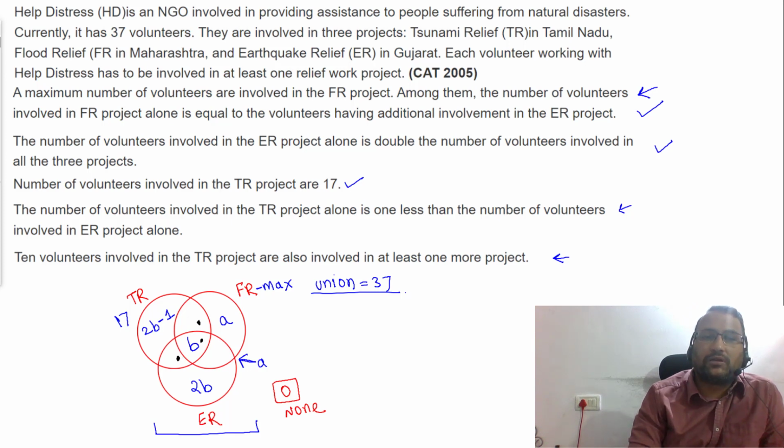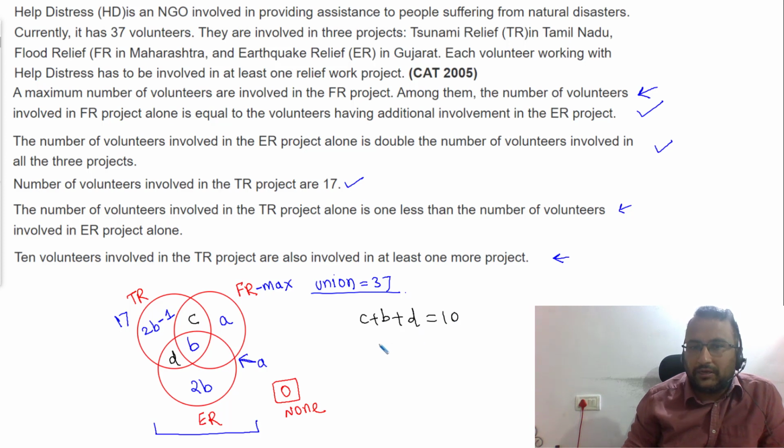So what I will do over here, let's take the variables. Let's take this as C and this as D. So C plus B plus D is equal to 10. It means the value of 2B minus 1 is equal to how much? 17 minus 10. That is equal to 7. So 2B is equal to 8. The value of B becomes 4.